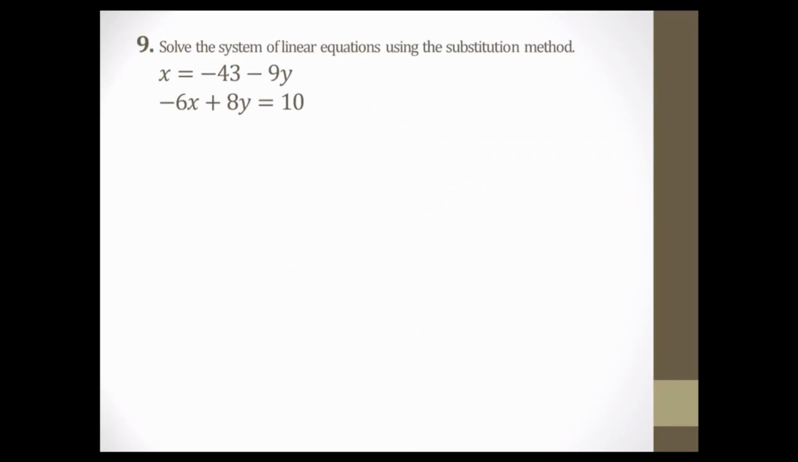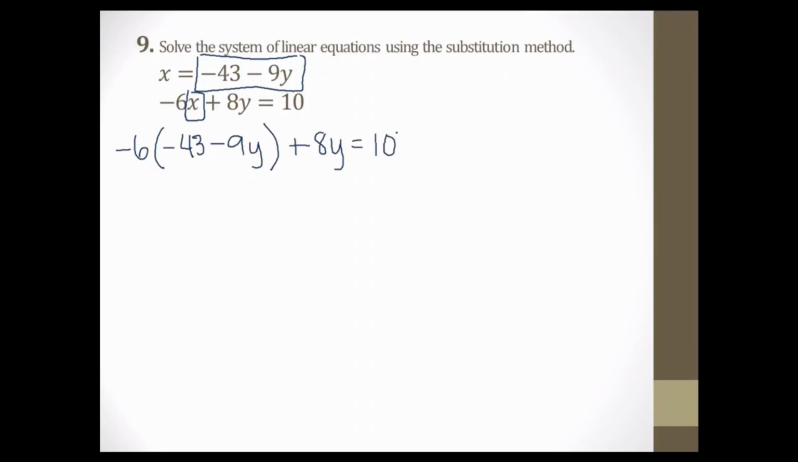Okay. So number 9, solve the system of linear equations using the substitution method. This is when you want to solve one of your equations for a variable and then take that expression and plug it into or substitute it into the other equation. In this case, we already have one of our equations set equal to a variable. So we're going to take x equals -43 minus 9y, and plug it in for x in the other equation. I'm going to have -6 times (-43 minus 9y) plus 8y equals 10.